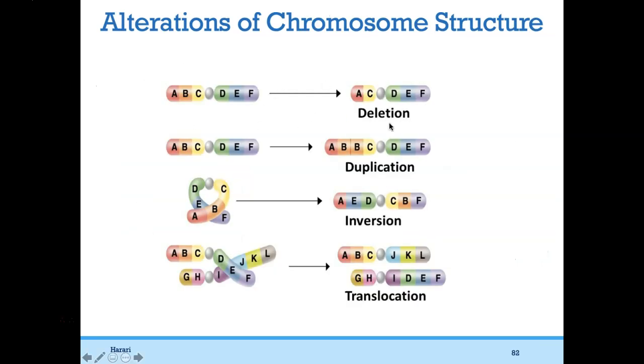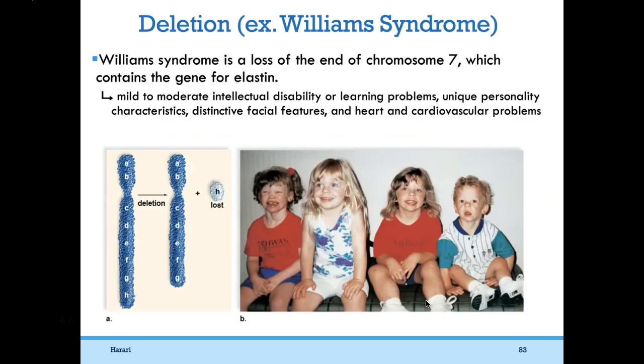So these are just other ways to look at deletion, duplication, inversion, translocation. You should know all of those terms. An example of a deletion syndrome in humans is Williams syndrome. And that happens when chromosome 7 loses a tiny end piece. So a tiny end piece of chromosome 7 is lost.